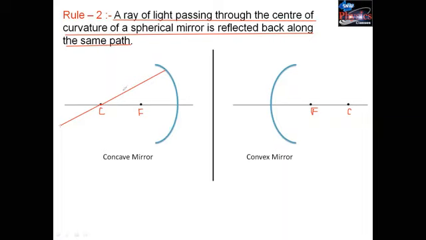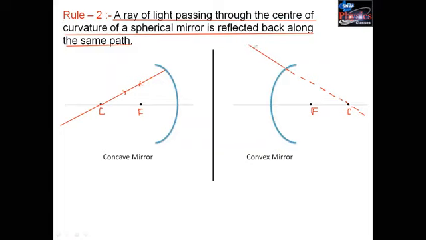Here we can see, if the light goes here through the center of curvature, then after reflection, it is sent back on the same path, along the same path. Similarly, we can see in the case of convex mirror.